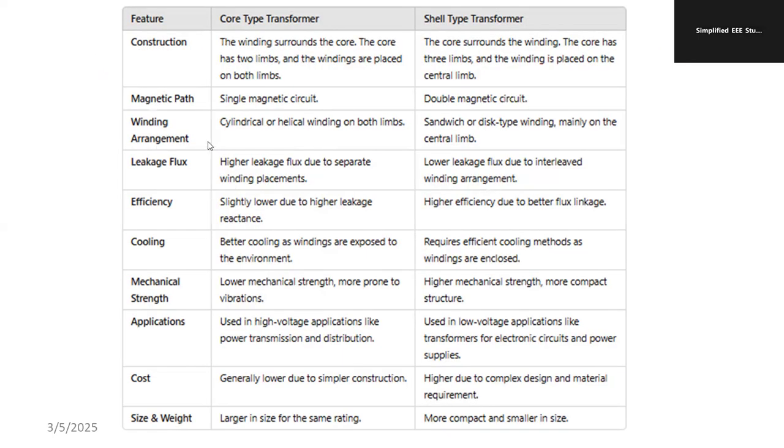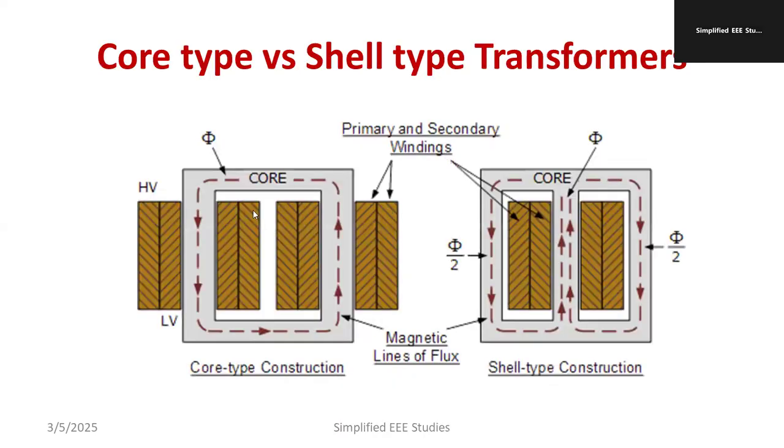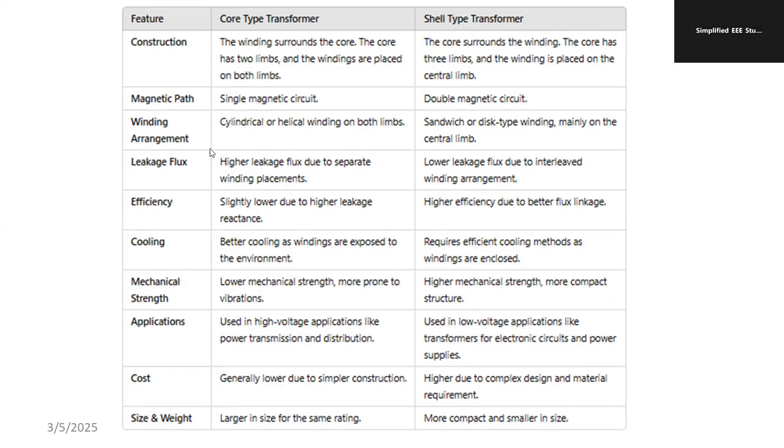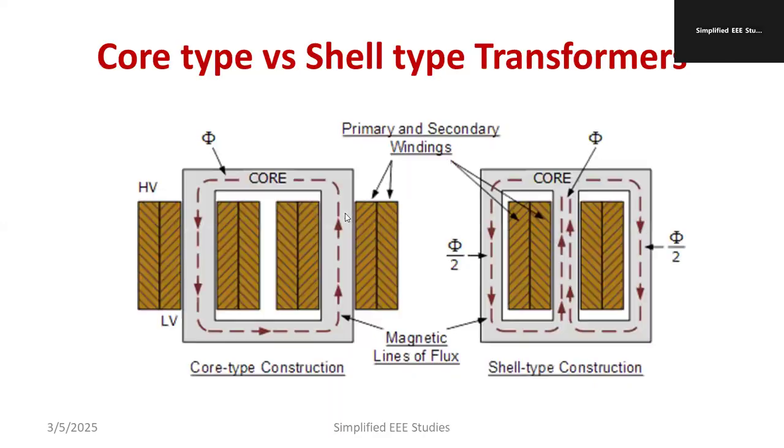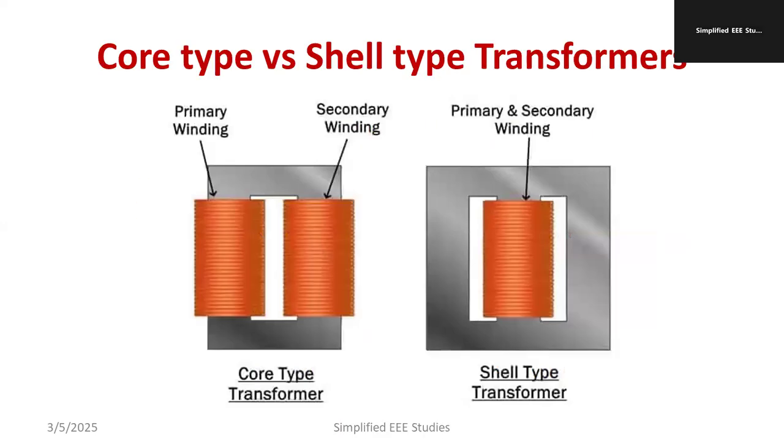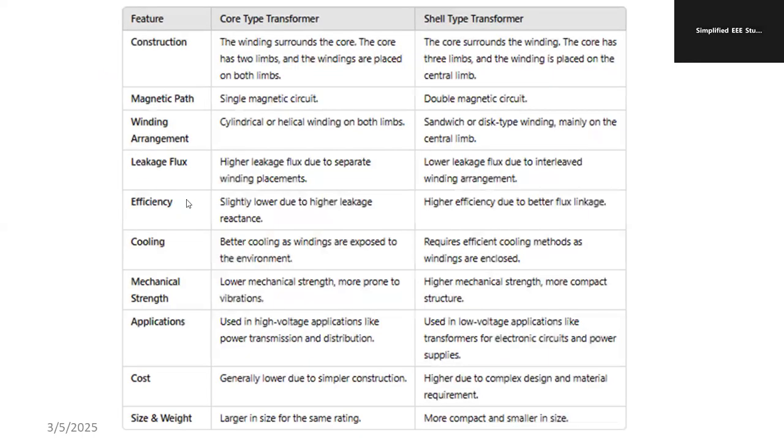Similarly, the winding arrangement: cylindrical or helical winding in the case of the core type transformer. If I talk about the shell type transformer, it is a sandwich or disc type winding. It is mainly on the center limb. It is focused at the center limb. You can see here, please verify once, the winding is focused on the central area. That is another peculiarity which I observe by seeing the difference between core and shell type transformer.